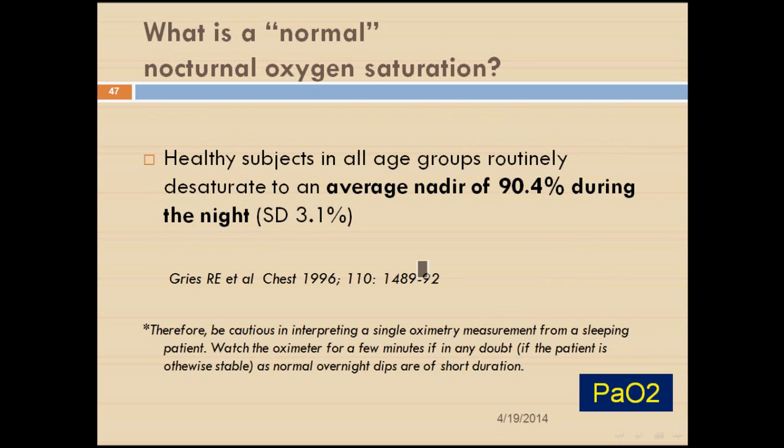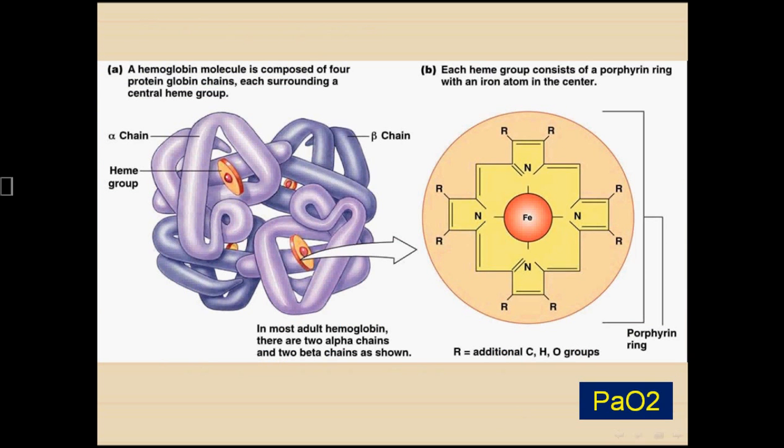At night, during sleep, there is a drop in these saturations to a nadir of about 90.4%, which is acceptable. Here, the oxygen carrying capacity depends mainly on hemoglobin.